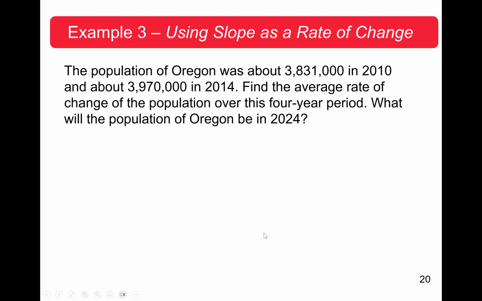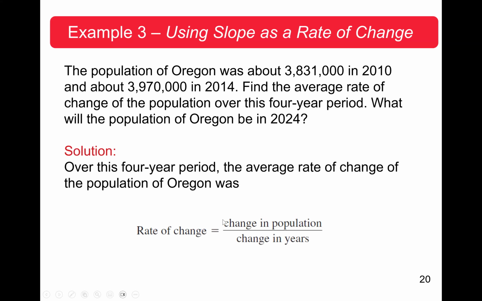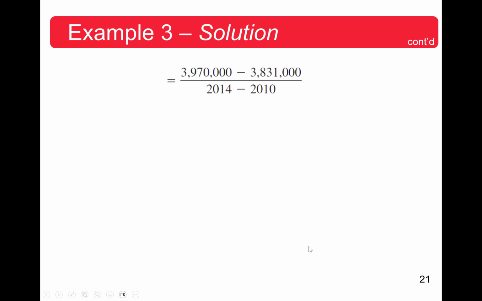So another example given, the population of Oregon was about 3,831,000 in 2010 and about 3,970,000 in 2014. Here they say we should find the average rate of change of the population over this 4-year period. What will the population of Oregon be in 2024? So here, if the change is constant, first we find the rate of change in population over change in years.